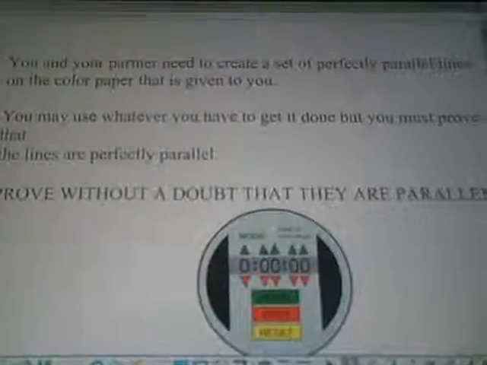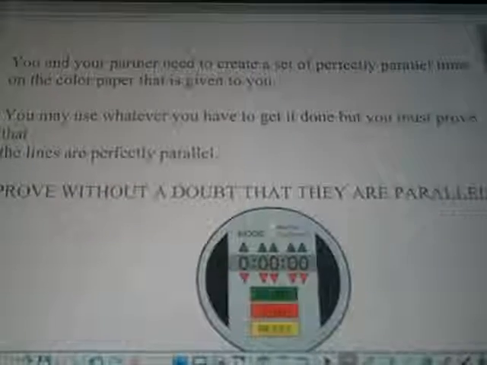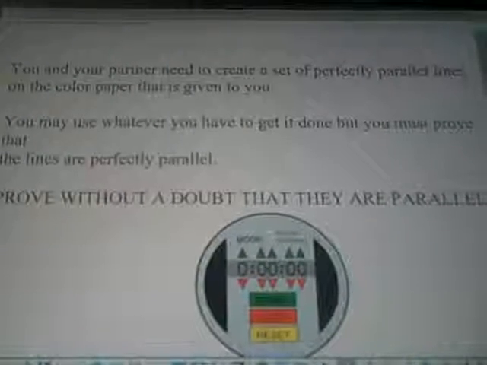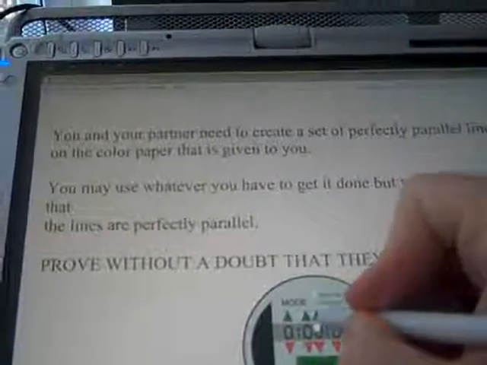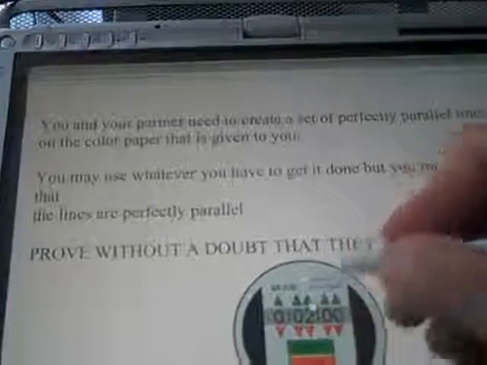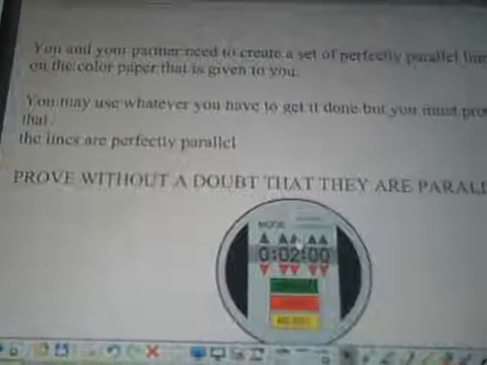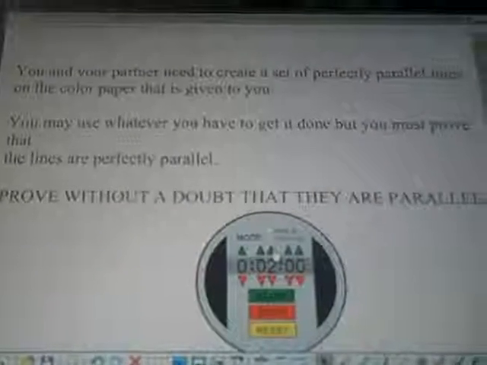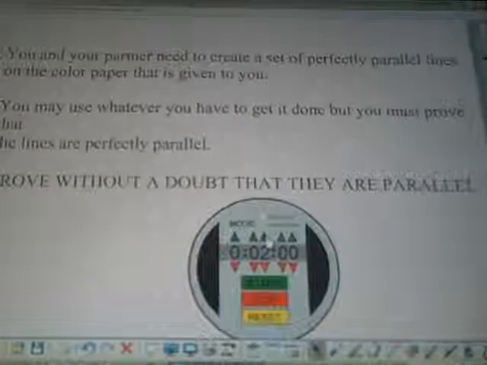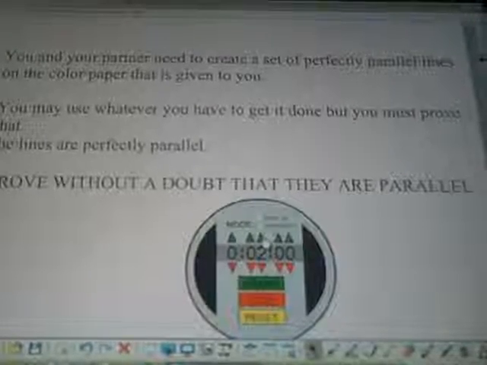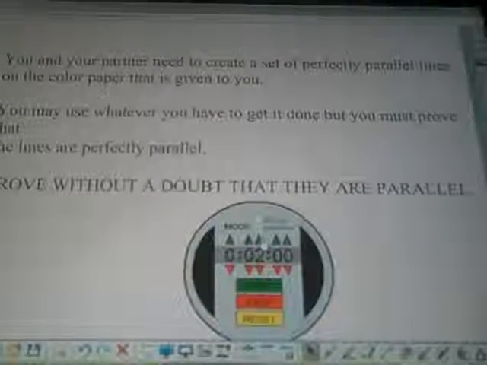Here's what I want you to do on your own. I want you to think and draw a set of parallel lines. You need to make it without a doubt that they are parallel lines. Go ahead and give yourself 2 minutes. Pause the video and come up with a drawing and explain to yourself how you know that they are parallel lines. So go ahead and pause the video.